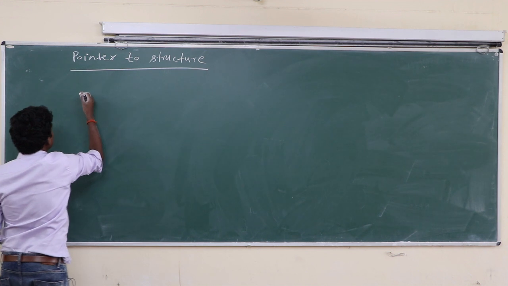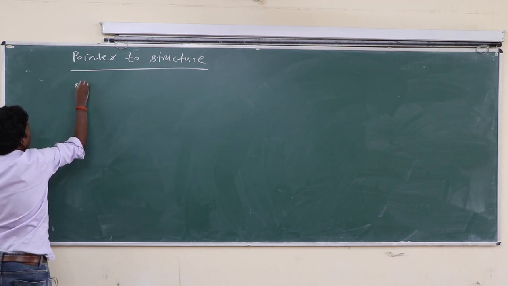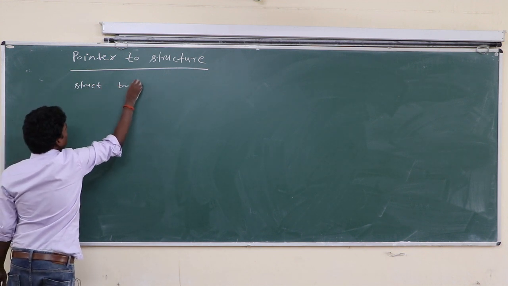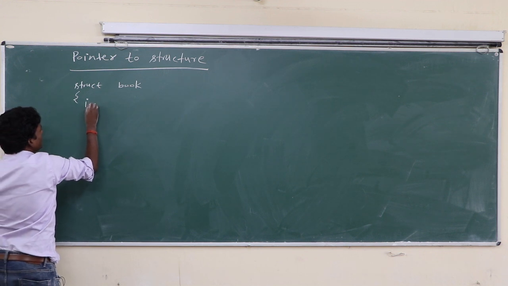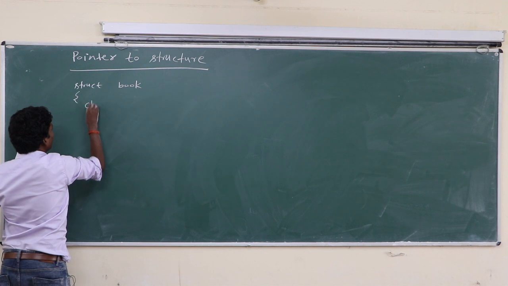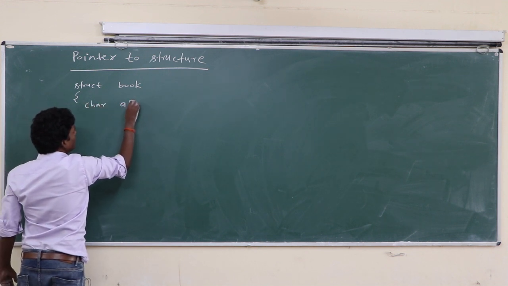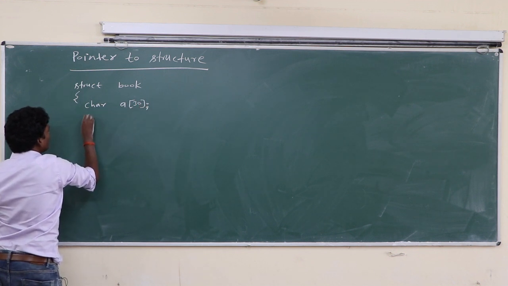Class, here is a struct book. Here is a char a[30], basically the name of the book. This is the name of the book.